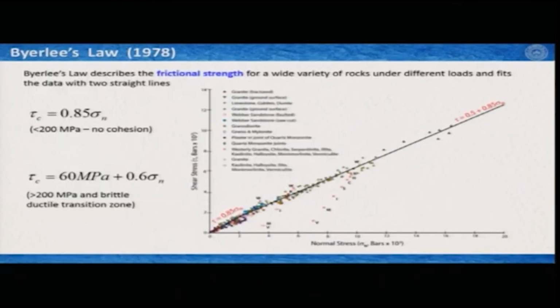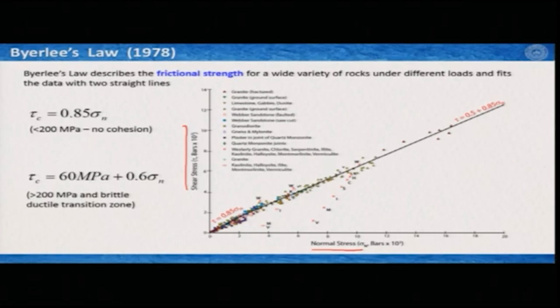What we can figure out from this slide is a very famous plot from Byerlee, and this is known as Byerlee's law. Byerlee's law describes the frictional strength for a wide variety of rocks under different loads, and he tried to fit the data with two straight lines. So, how does it work? He deformed the rocks and measured the shear stress at different confinements. These are the normal stresses, the confinements, and then from the stress-strain curve he obtained the peak stress.